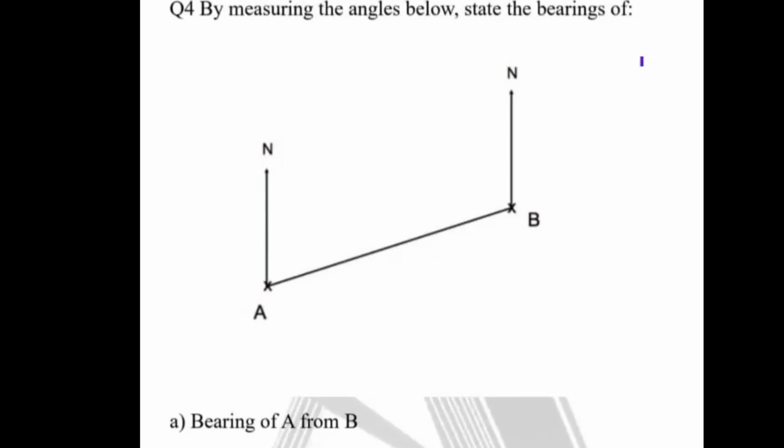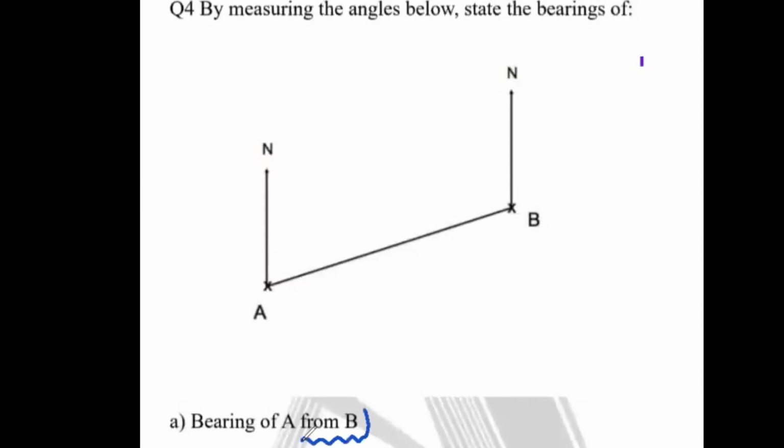Question 4 says, by measuring the angles below, state the bearing of. You have to calculate the angle. You have to measure the angle. You have to use a protractor for this one. Bearing of A from B. That means first we have to see which angle they are asking. Bearing of A from B.